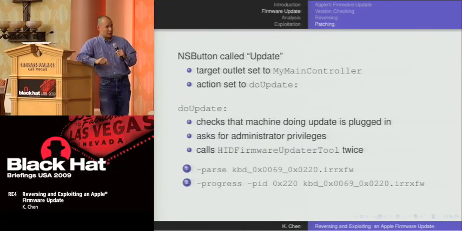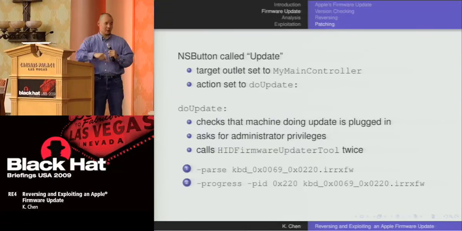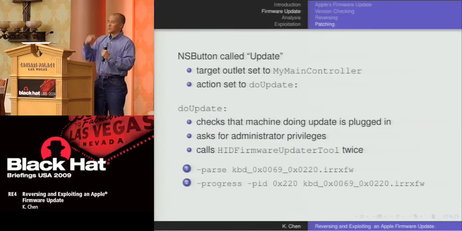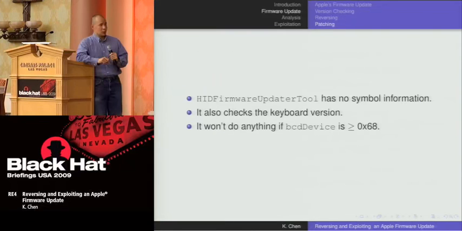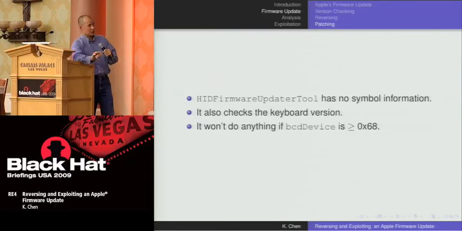And what that does is that it just checks whether or not the thing is valid. And then it calls it again with those arguments. And the second time it's called, that's when it does the actual updating. If we look at this tool, it doesn't really have much symbol information.